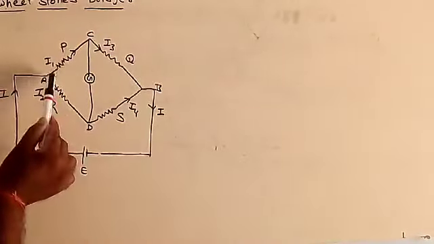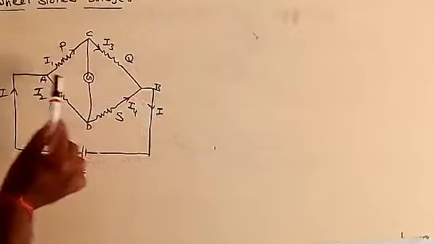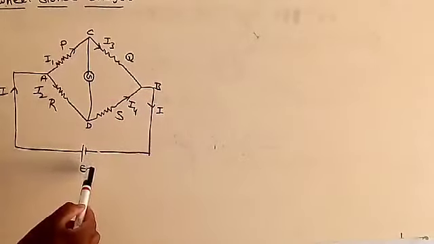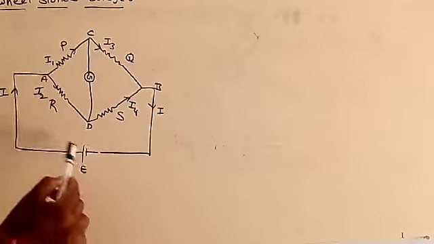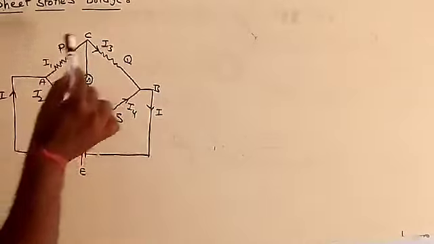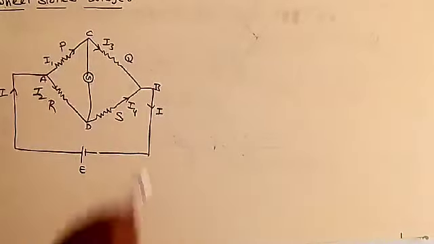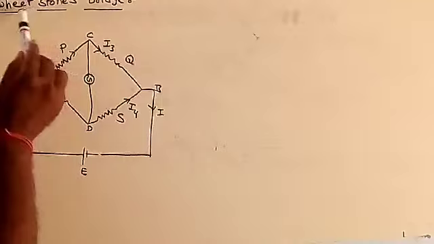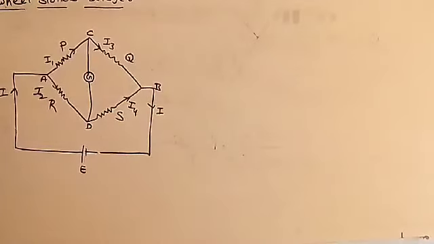You already know the purpose of a galvanometer is to measure current. Between points A and B, I connected one battery of EMF E. From this battery, the current I passes and enters this network. This network we call a Wheatstone's bridge, because it was invented by the scientist Wheatstone. So that's why it is called Wheatstone's bridge.